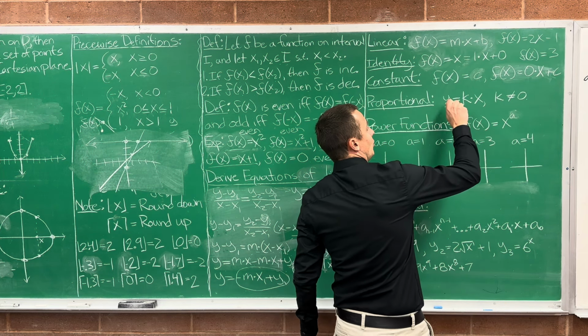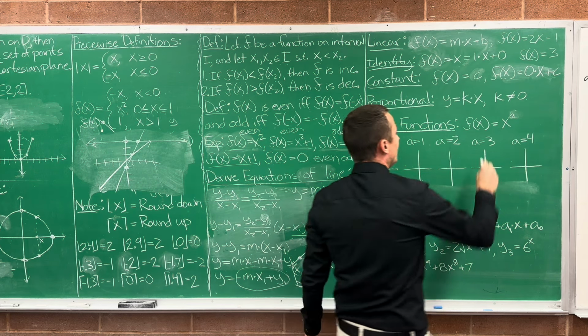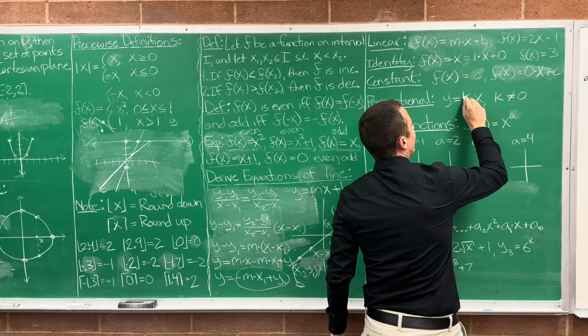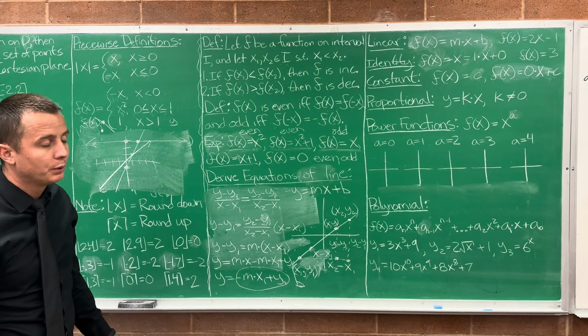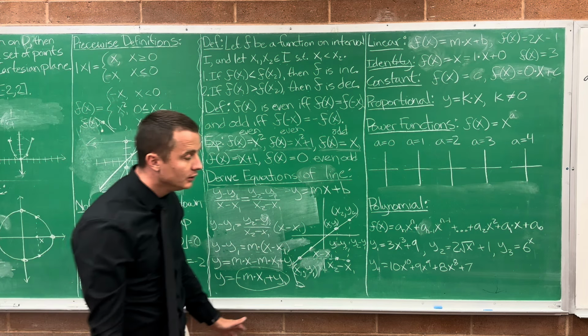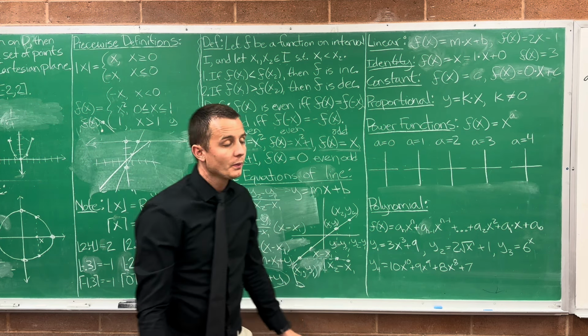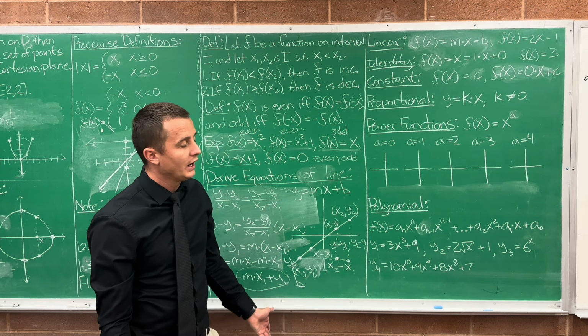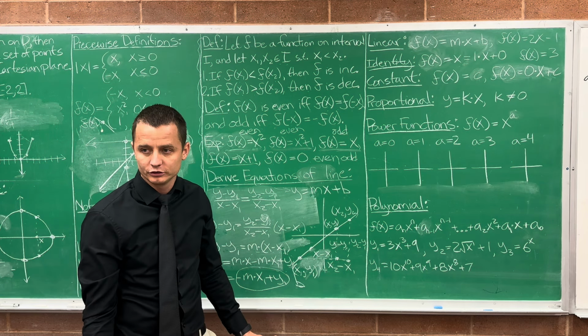Proportional. What does it mean to say that y is proportional to x? It means that there exists some constant k that you can multiply x by to get y. They are proportional, where k is not 0. Why can't k be 0? Because then you're saying y equals 0, and x doesn't have any effect. And so y is no longer proportional to x.